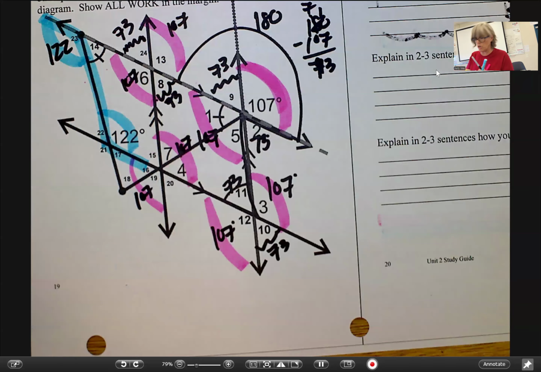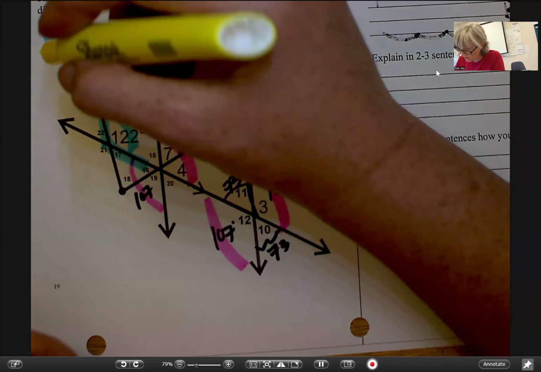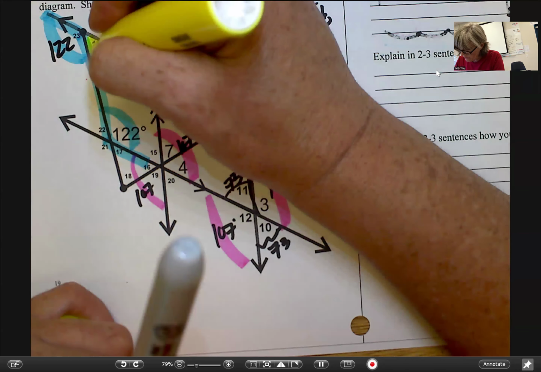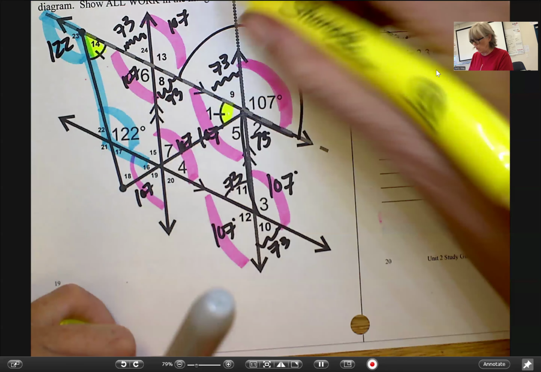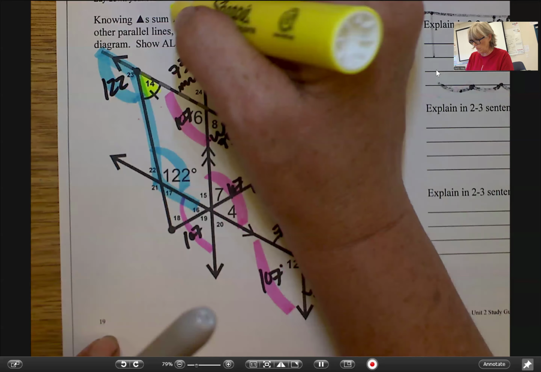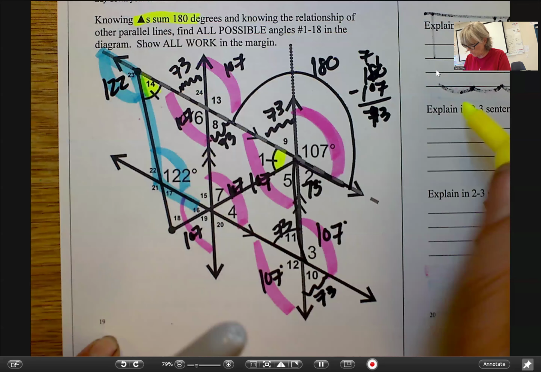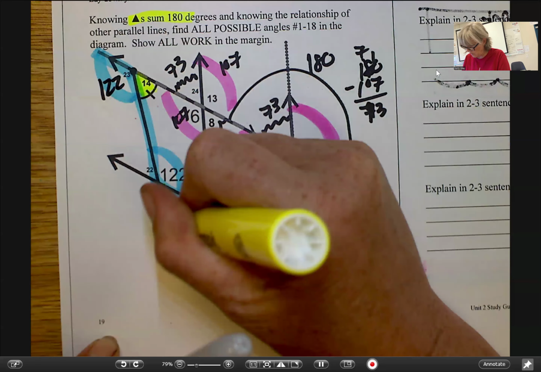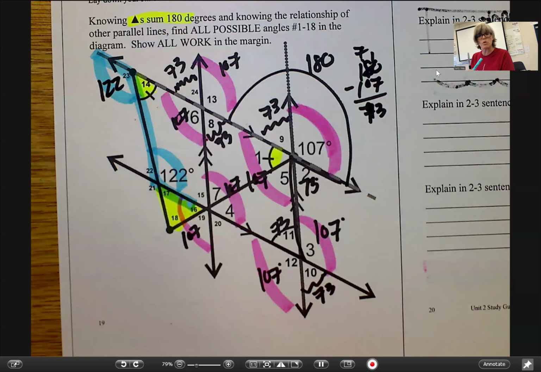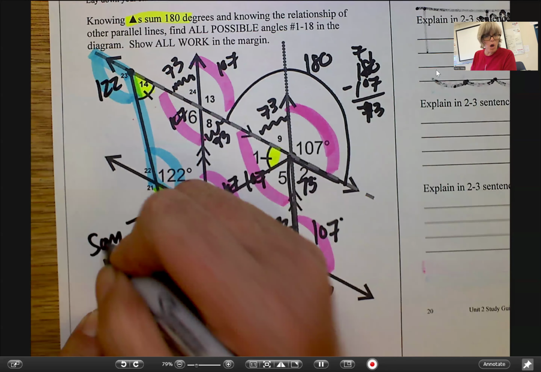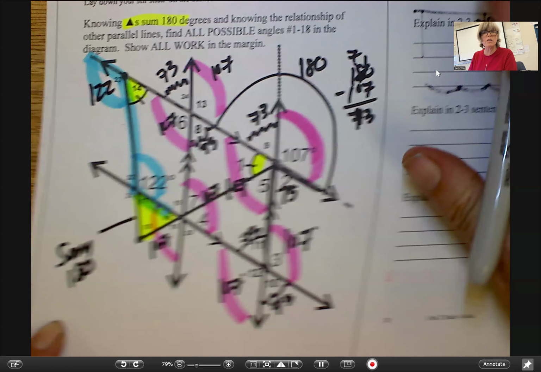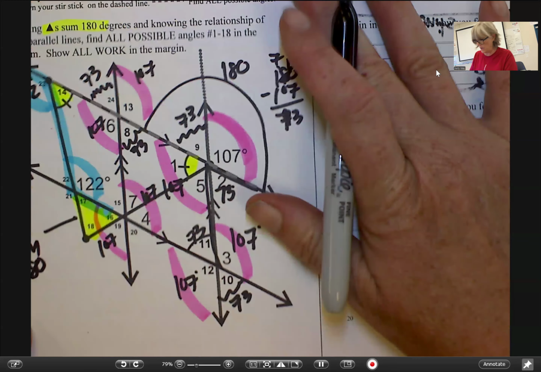The only thing I want you to be careful of, watch out for these couple things. This and this hatch mark mean those are equal. Also remember that triangles, which we have one right here, always add up to 180. Find all the angles and then be prepared to explain on the right-hand side.